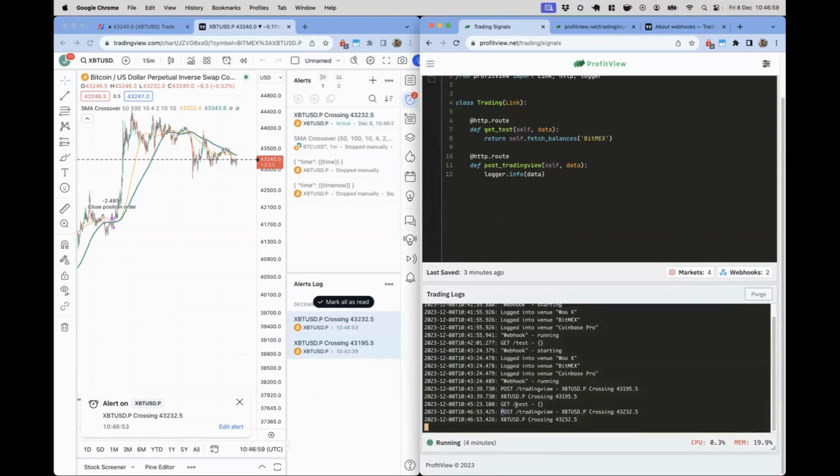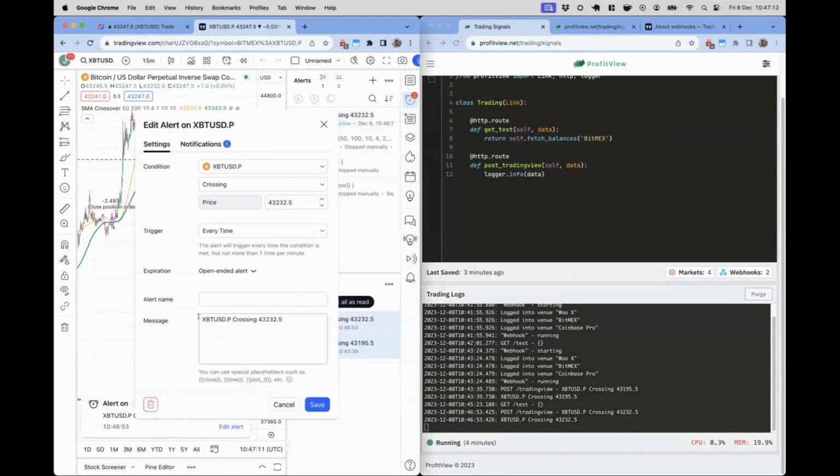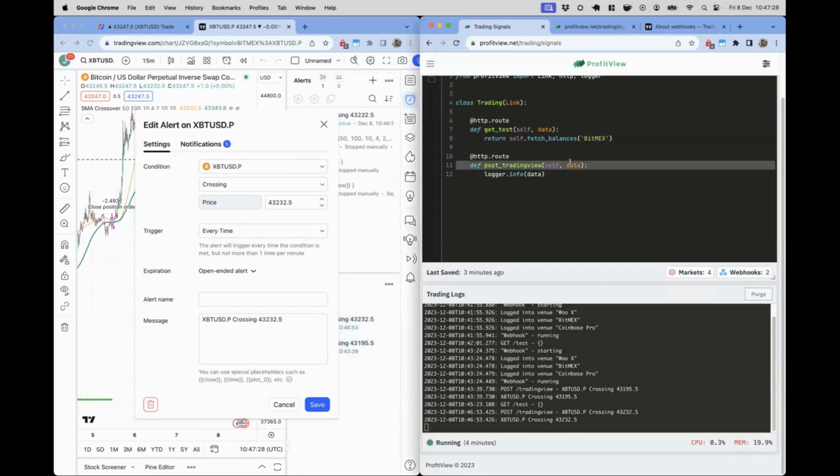So you can see this function was called, and TradingView sent this message, XBT USD crossing, and so on. In this case, I'm just sending this message, but you can actually send a JSON object and pass in extra parameters. So if you're doing something more advanced, like using Pine script, writing signals, you can pass in all kinds of parameters and handle those parameters here.